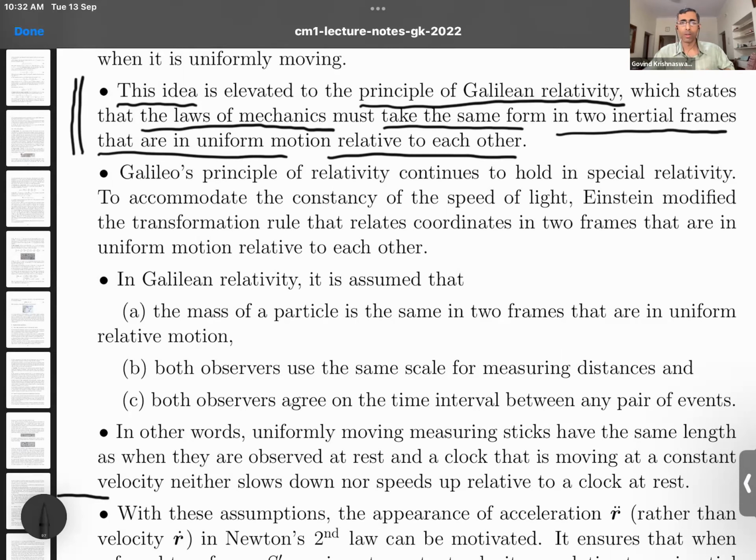In other words, they must not involve the relative velocity between the two frames. That's what we mean. If they involve the relative velocity between the frames, then you could tell the frames apart. Okay, so that is the idea. So the laws of physics must take the same form in both the frames so that you cannot tell which one you are in. Okay, so this is the idea of Galileo's principle of relativity. We are going to see it more concretely in a moment now. Okay, so any question about that statement?